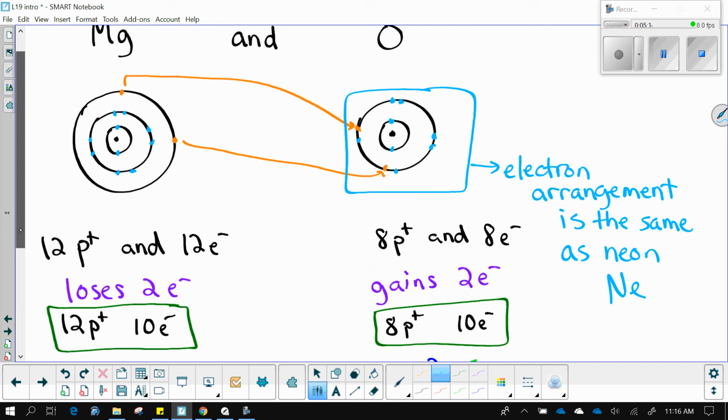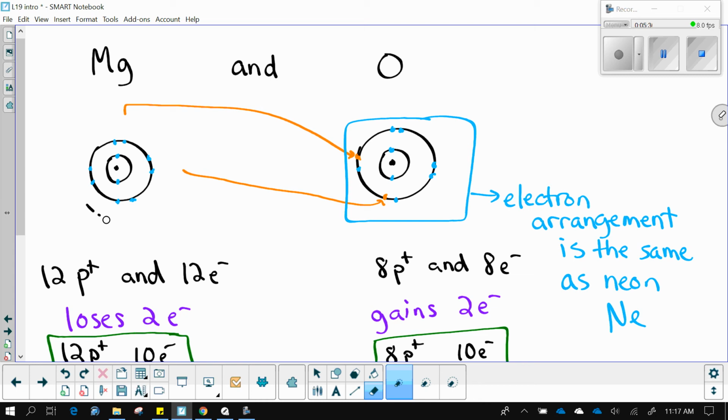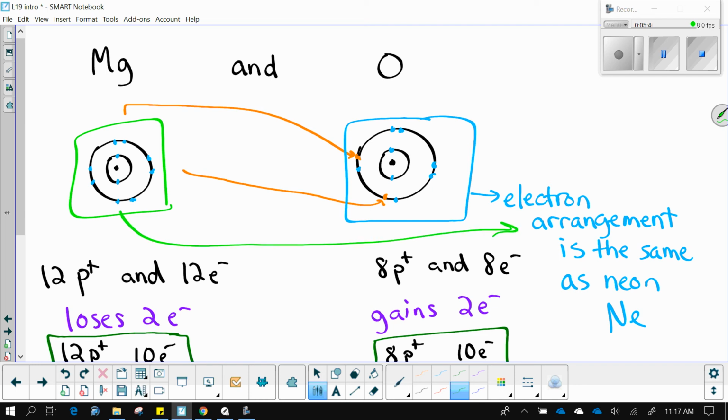Look what happens to magnesium up here. Magnesium loses these two valence electrons, which means that shell is now gone. It's empty. Look what's left behind, and that is the same electron arrangement as neon. Right there. A noble gas.